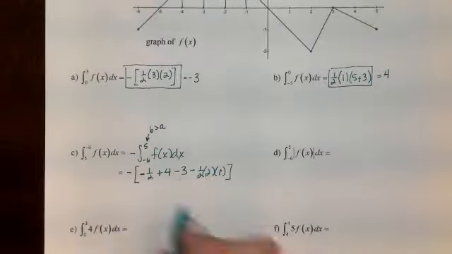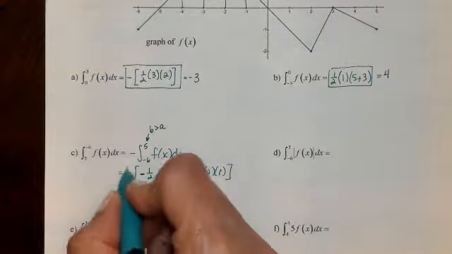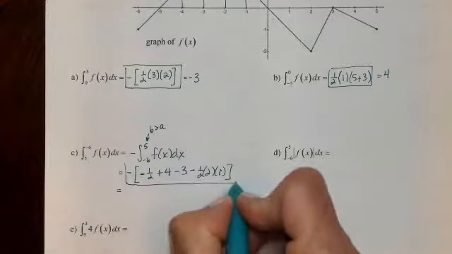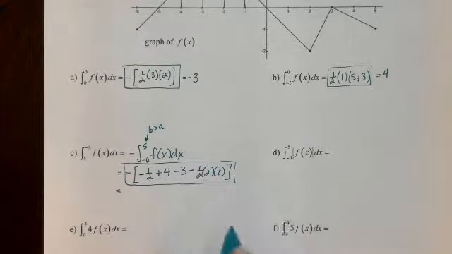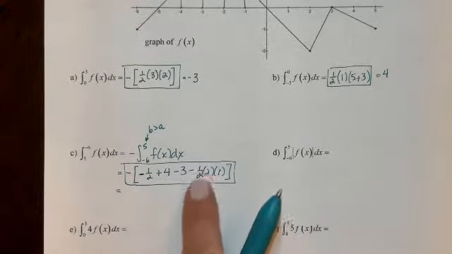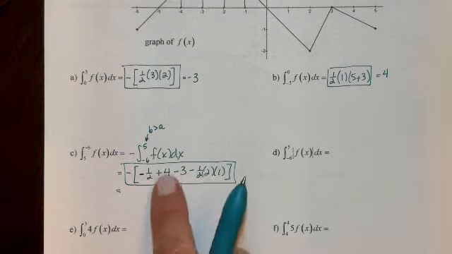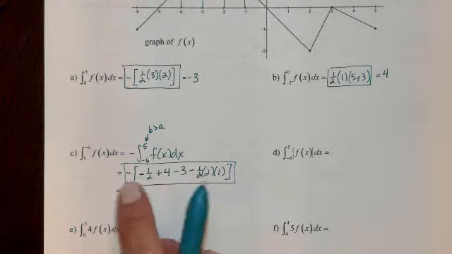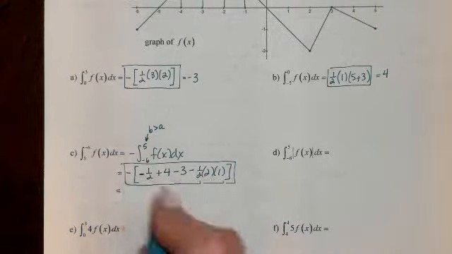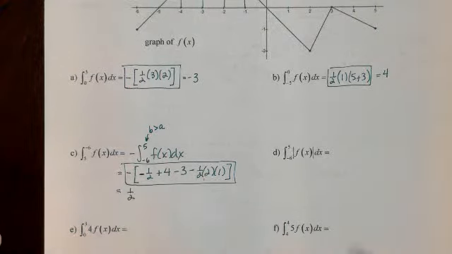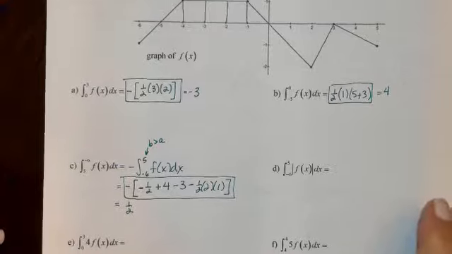Okay? So this turns out to be, that would be my safe stop spot. Okay, this turns out to be a negative 1, right? That's a negative 1. So this is going to be 4 minus 4, so that's 0. So this whole thing turns out to be a half. Okay?